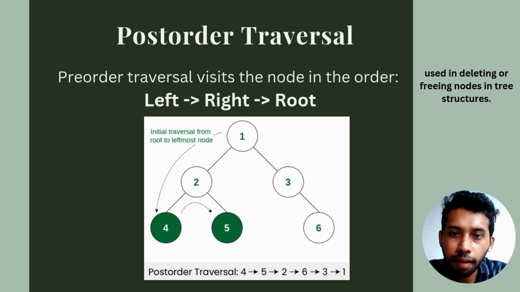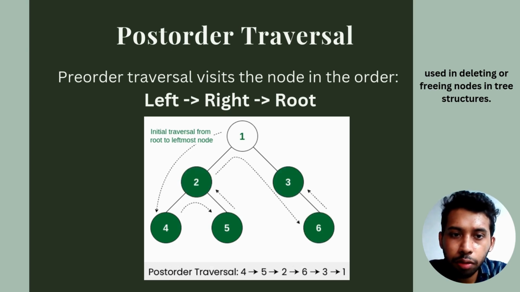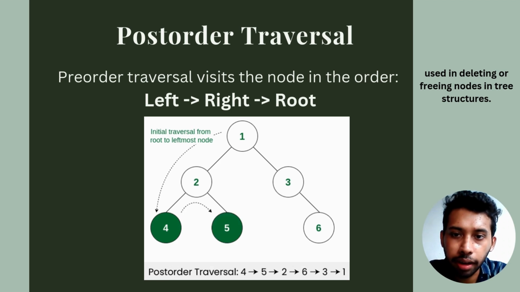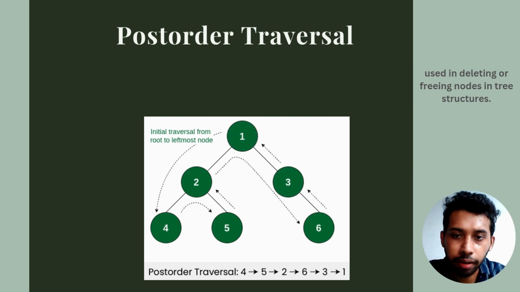Now let's move on to Postorder Traversal. In Postorder Traversal, the order is left to right to root. This is often used for tasks like deleting a tree because it ensures we process child nodes before the parent. The result is 4 to 5 to 2 to 6 to 3 and finally to 1.